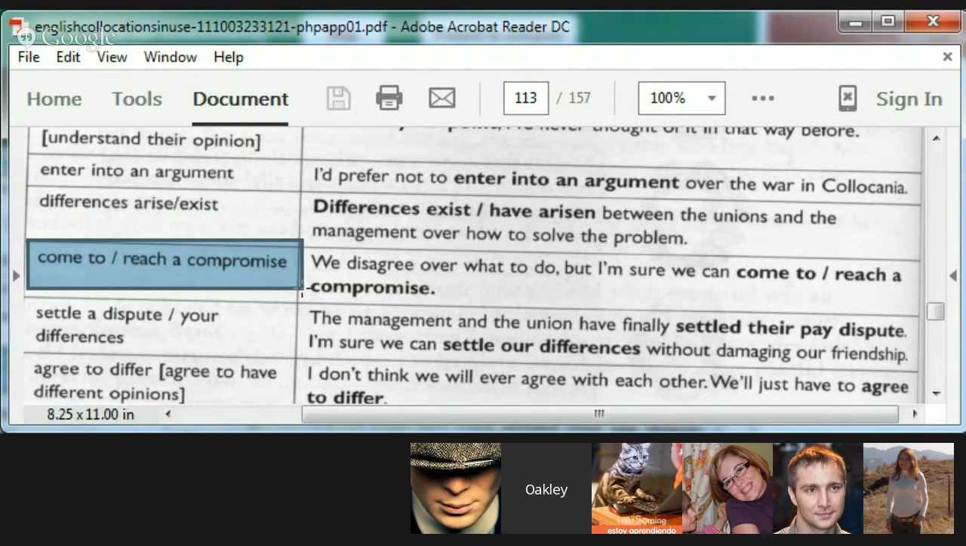Lena. Come to or reach a compromise. We disagree over what to do, but I'm sure we can come to or reach a compromise. I think we can use it in the context that we can find a way everybody is satisfied to some point. Yeah, to some point is important. Maybe not entirely satisfied, but at least can live with it.